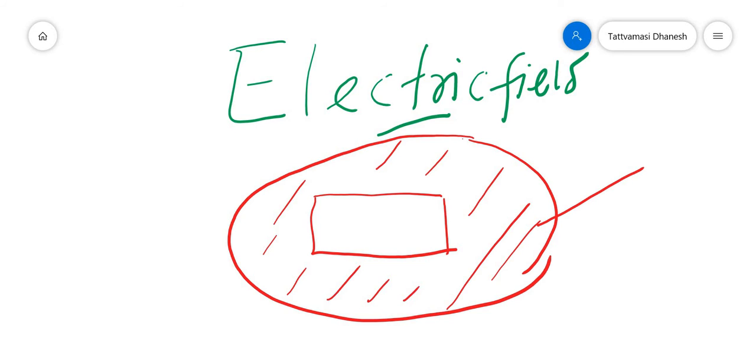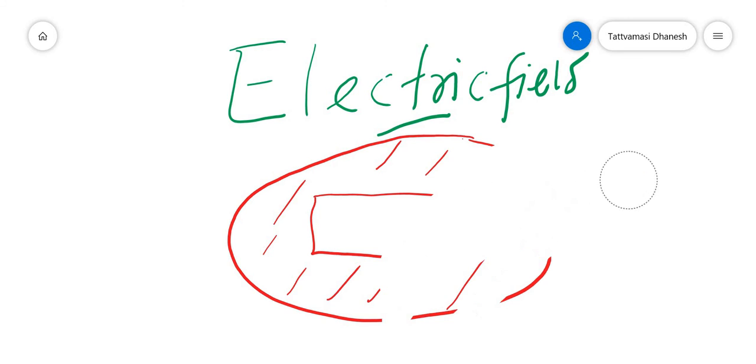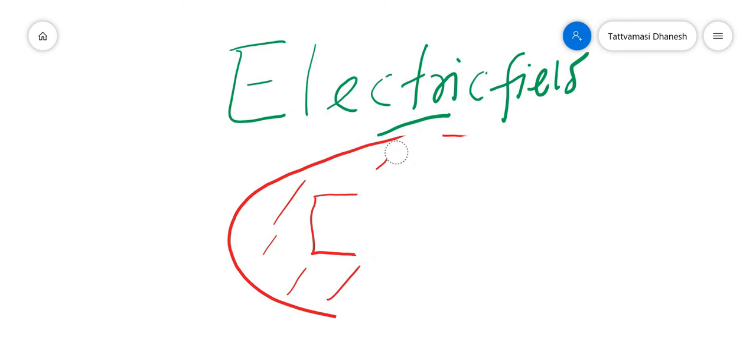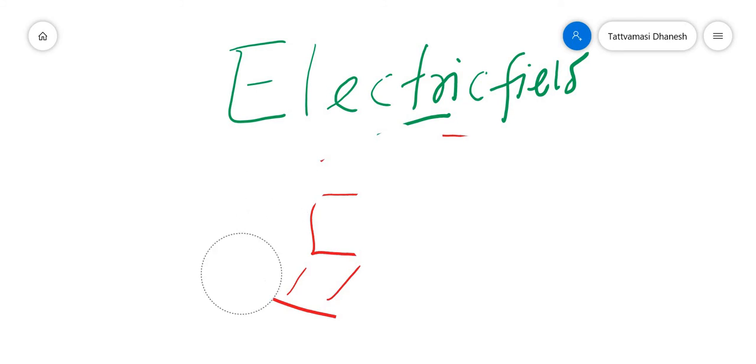In the same way, if you consider a charge also, the same concept applies. For example, I have a charge plus q. You can see it here.